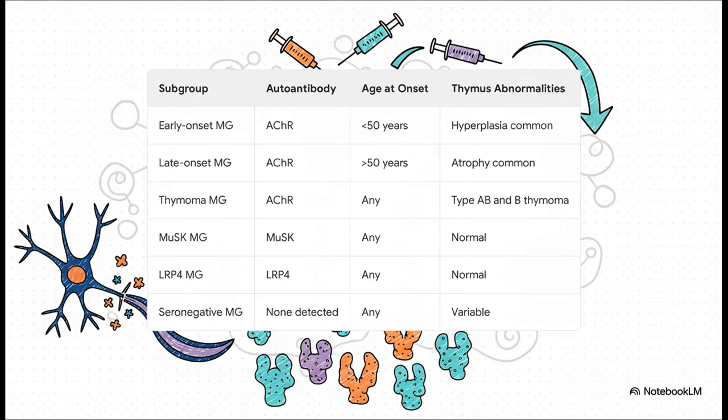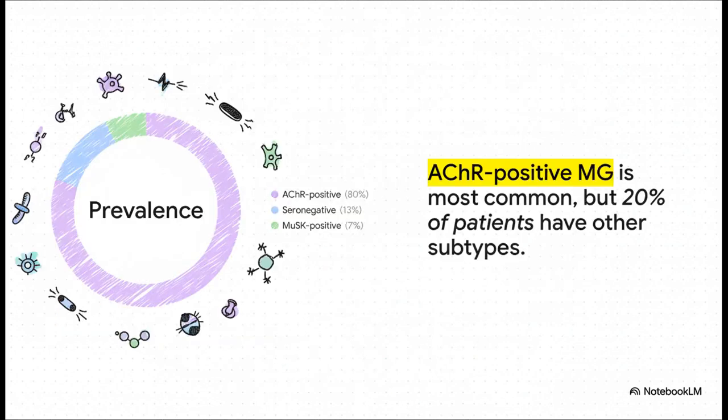Big difference. Okay, so you look at this and you think, right, AChR positive is the big one, about 80%. And you're right, it is. But that means up to 1 in 5 of your patients will fall into these other buckets, the MuSK positive or seronegative groups. And managing them correctly requires a completely different playbook.